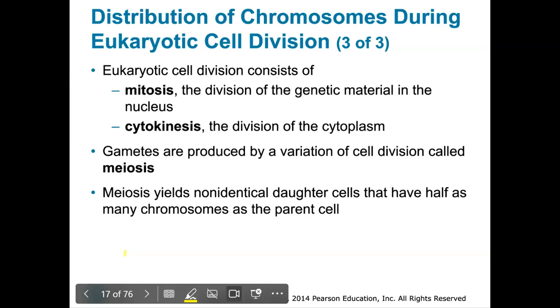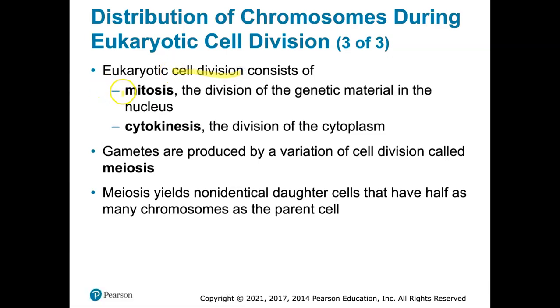Now, cell division in eukaryotic cells consists of mitosis and cytokinesis. Mitosis technically is the division of the genetic material or the chromosomes in the nucleus, whereas cytokinesis is when the cell actually splits into two cells, or the division of the cytoplasm. So mitosis is division of the nucleus, and cytokinesis is the division of the cytoplasm. And actually cytokinesis occurs at the end of mitosis, but it's like as mitosis is ending, cytokinesis is occurring. So the last stage of mitosis and cytokinesis happen together.